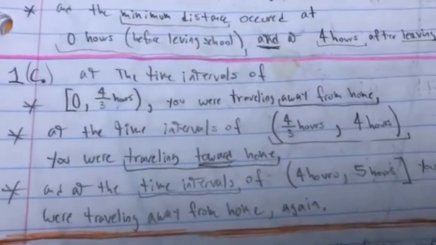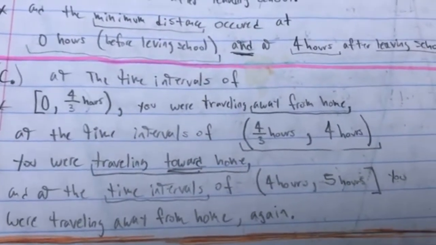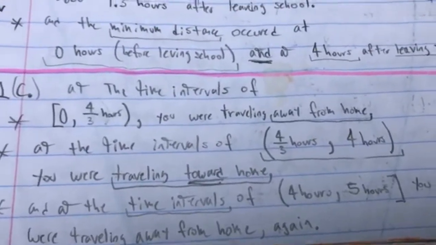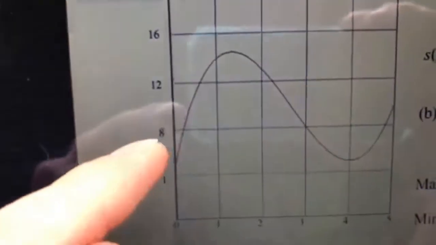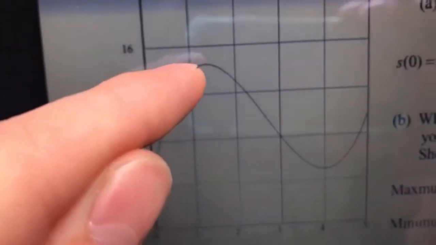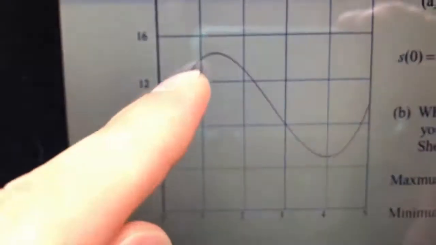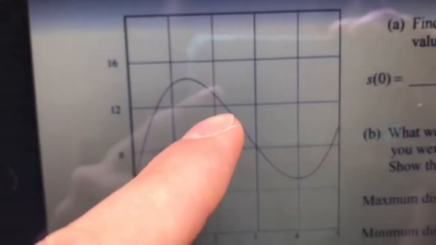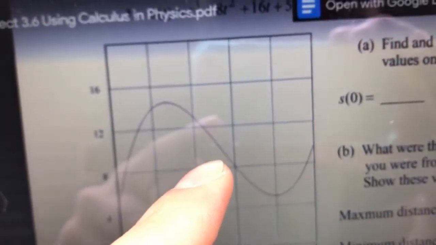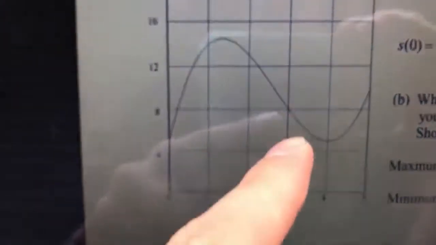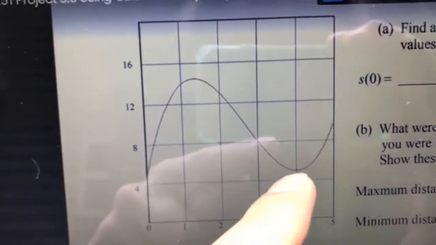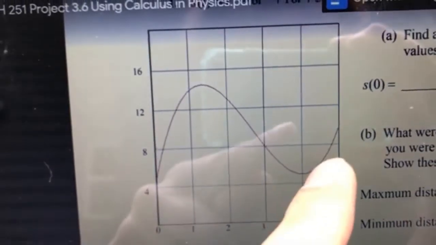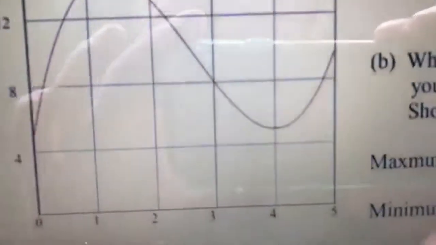And at the time intervals of 4/3 hours to 4 hours, we're traveling toward home. So we're traveling away from home up to the vertex at t equals 4/3 hours. We start to turn back around and head back toward home, all the way down to t equals 4 hours. And then somehow, because we're so dehydrated and confused, we turn around again and start heading back away from home at this point, which is right here.